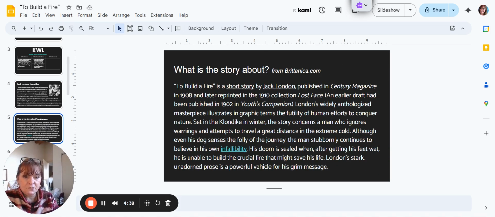So, what is this story about? It is a short story, and it was originally published in 1908. It matters that the time frame it was written in, and it was later reprinted.